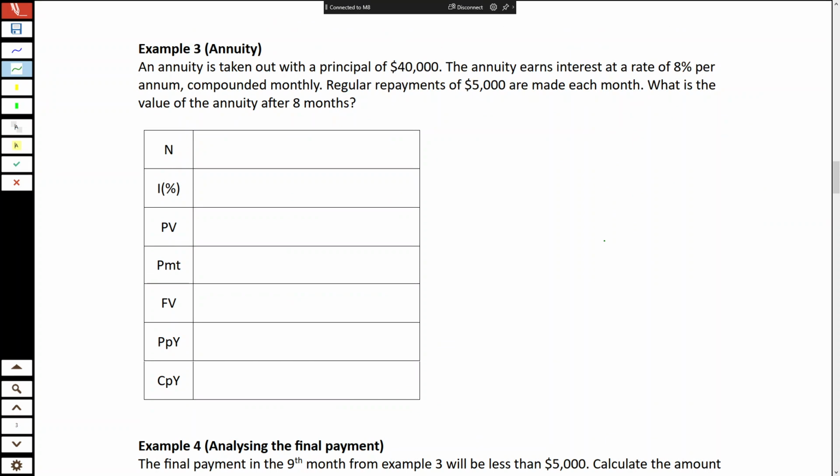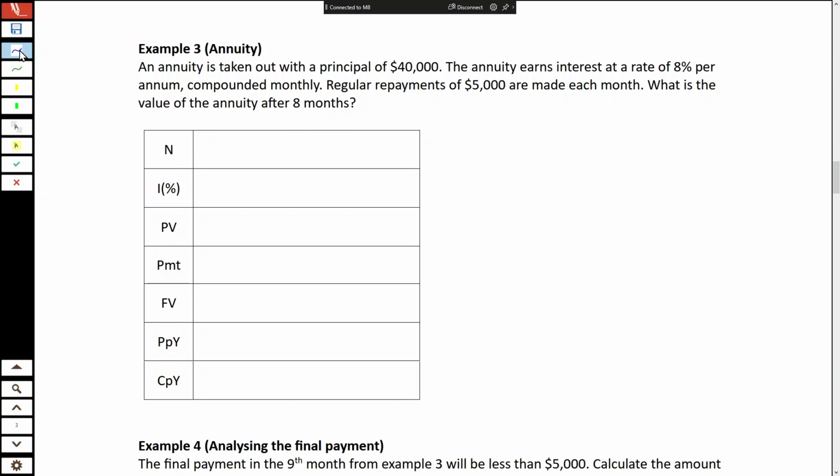Okay, example 3, please. This time, it's an annuity. This is the one that's probably the least familiar to us. All right, so Taylor, can you tell me what is the present value, PV here? Speak up.